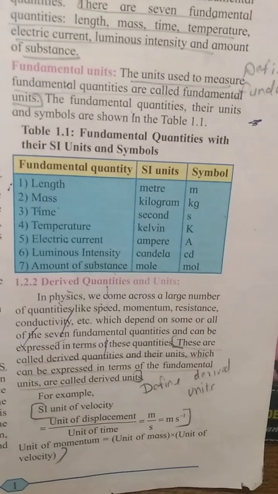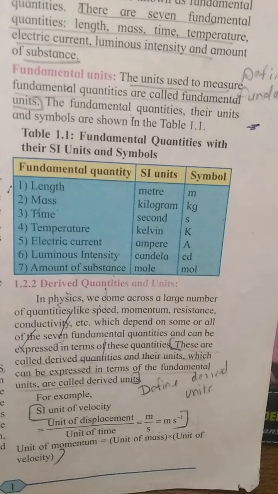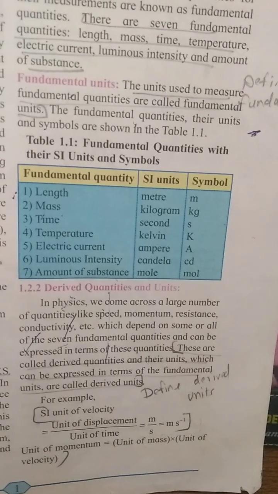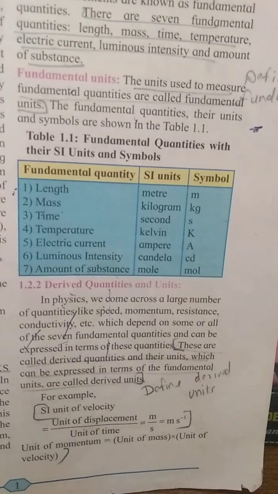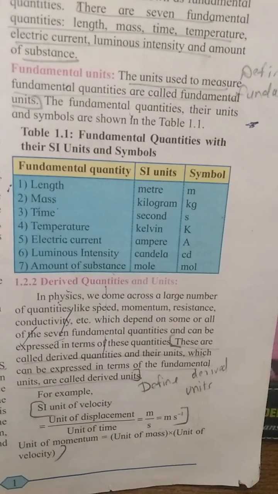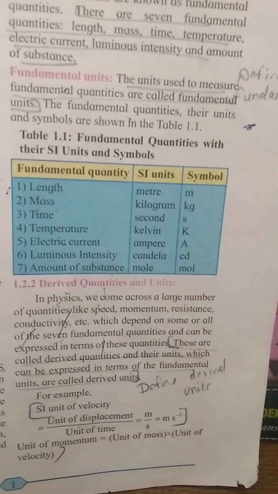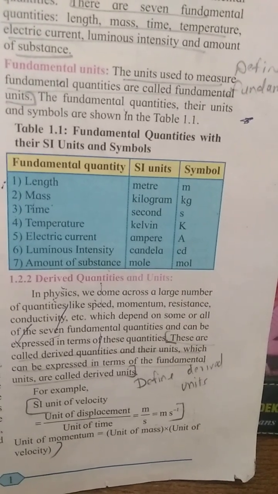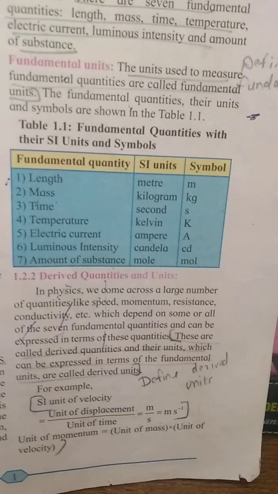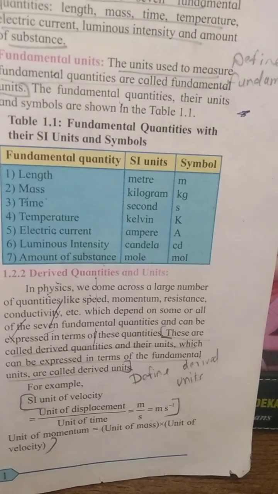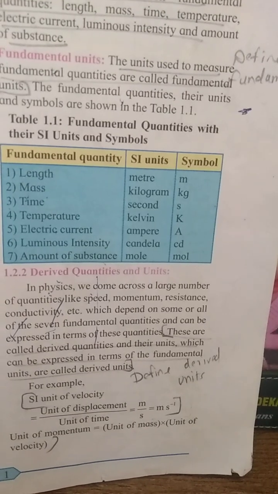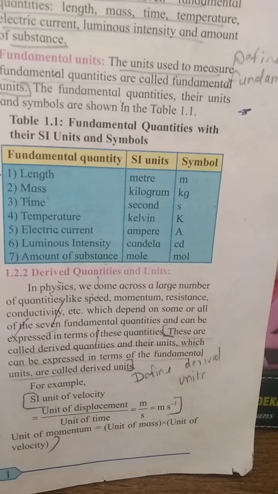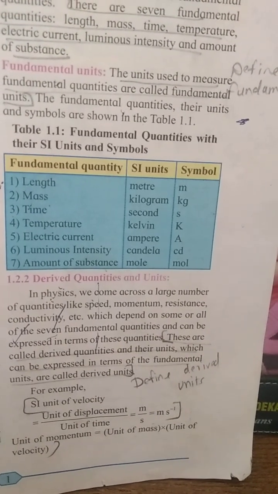Derived quantities and units. In physics, we come across a large number of quantities like speed, momentum, resistance, conductivity, which depend on some or all of the seven fundamental quantities and are expressed in terms of these quantities. This we have studied in 9th and 10th standard. These are derived quantities and their units, which can be expressed in terms of fundamental units, and are called derived units.